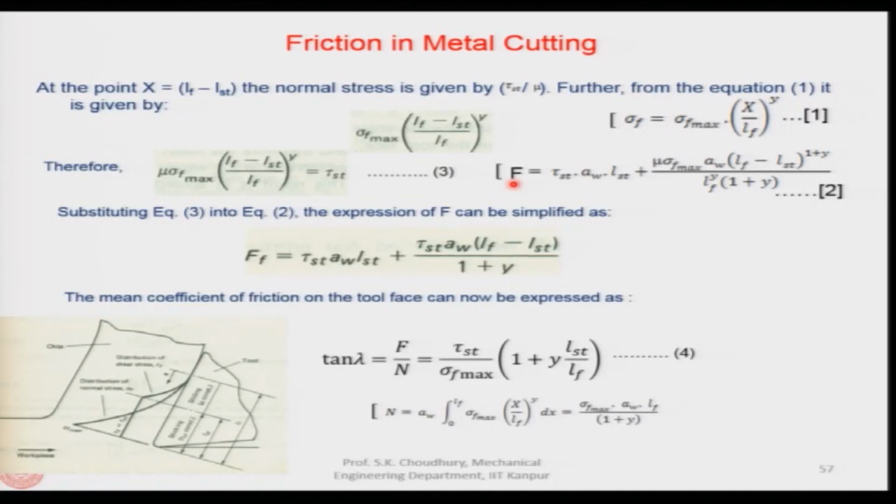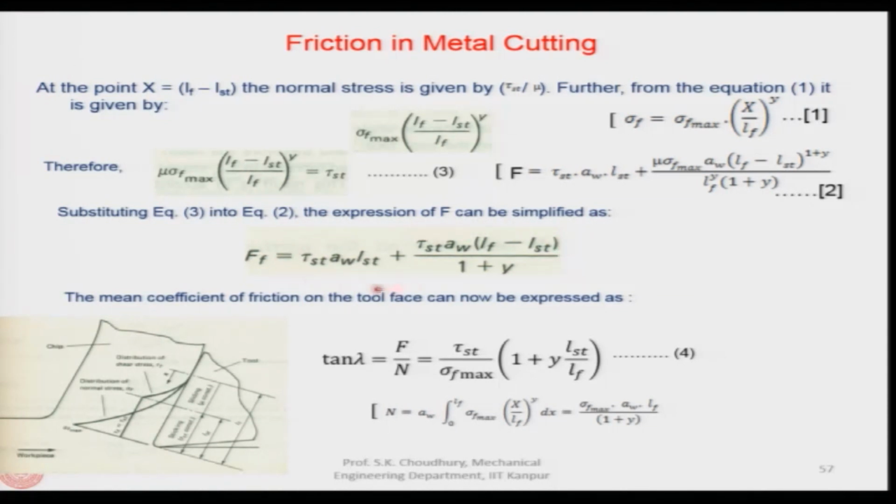Now, we have the normal force that we have found out, and normal force we found out from here. If you see, I have just repeated this, and we have the F that we have derived and simplified here. Then we can find out the mu or the tan of the friction angle. Tan of friction angle is equal to F by N, and if we divide this expression F, which is in equation 2 and simplified here.